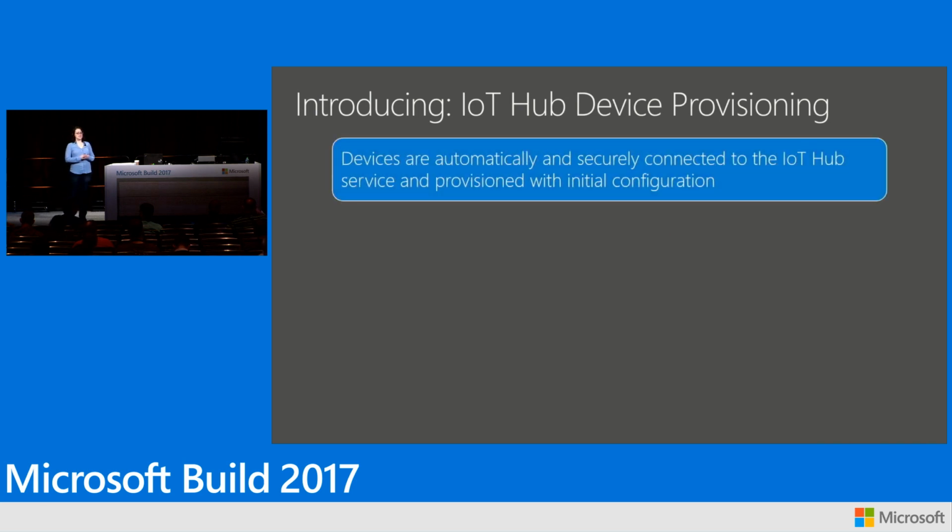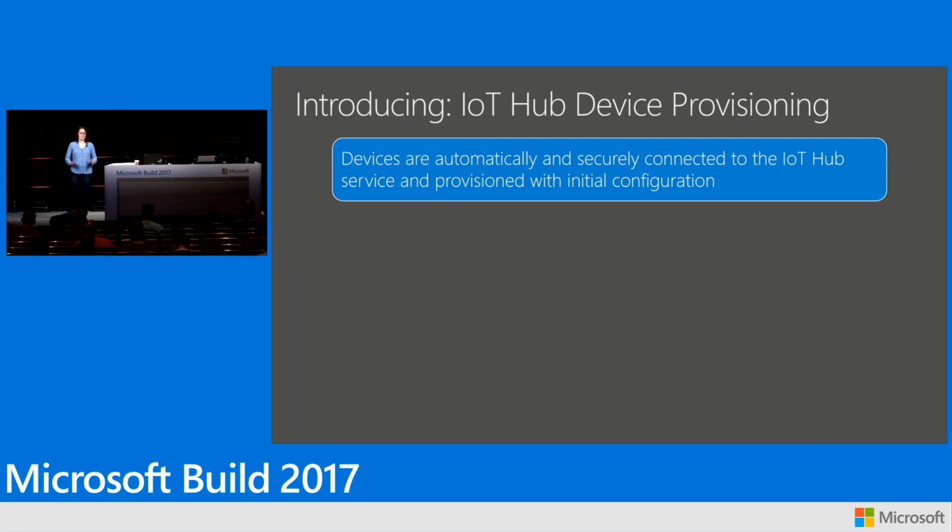So we pre-announced this device provisioning service, and I want to give you a couple more details that I didn't go into in the blog post that went with the pre-announcement. And that's just some of the ways we're thinking about device provisioning. First and foremost is that devices are automatically and securely connected to the IoT Hub service and provisioned with an initial configuration. This should be pretty straightforward, but it's really the secure part that I want to dig into a little bit here.